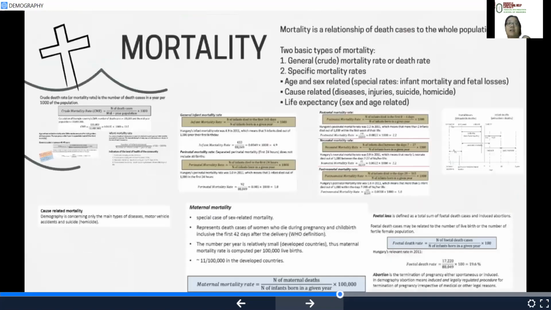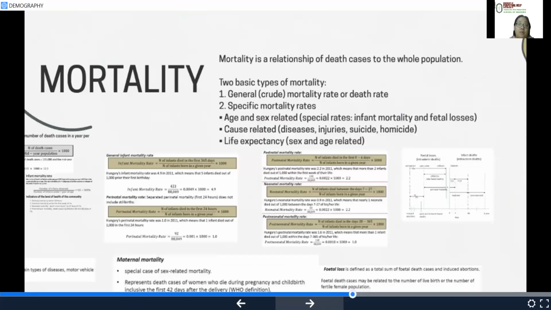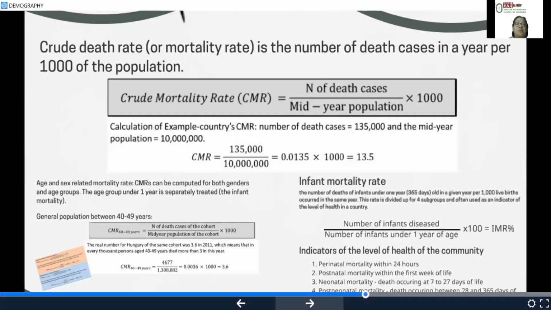So, mortality, on the other hand, is a relationship of death cases to the whole population. There are two basic types of mortality: general mortality rate or death rate, and specific mortality rate, which is age and sex related, disease related or cause related, and life expectancy. So let's look at them one by one. Crude death rate or mortality rate is the number of death cases in a year per 1,000 of the population. So this is the number of death cases over the mid-year population times 1,000. For example, if deaths are 135,000 over a population of 10,000,000, the death rate would be 13.5.